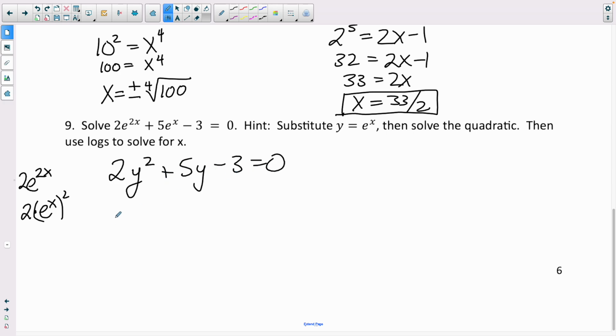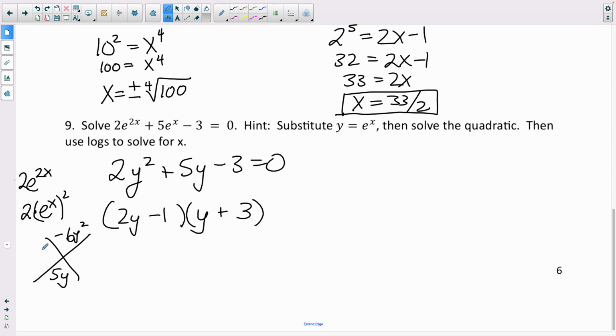This is a quadratic, and so this is going to factor to 2y. And so I'm going to need a minus 1 here and a plus 3 here. So again, this would be a diamond problem. Negative 6y squared, 5y, and your two numbers that multiply are positive 6 and negative 1. And so you would do factor by grouping, and you should get these factors. So my two possible answers are y equals 1/2 and y equals negative 3.